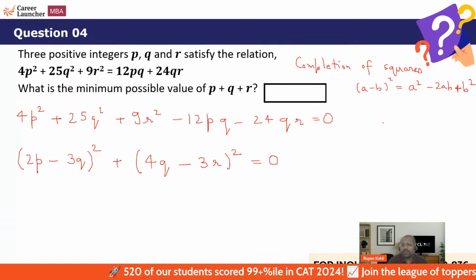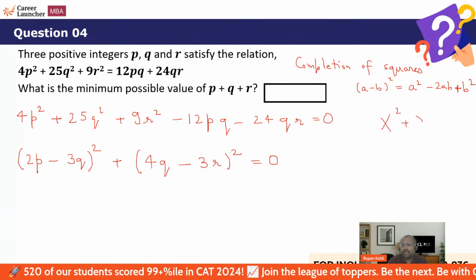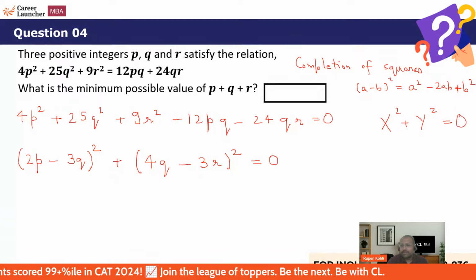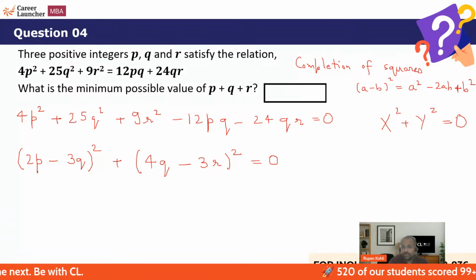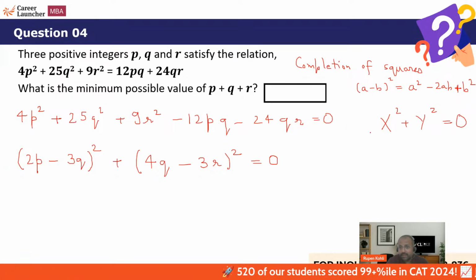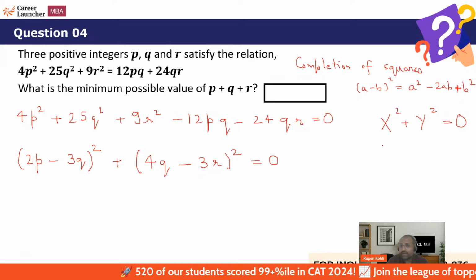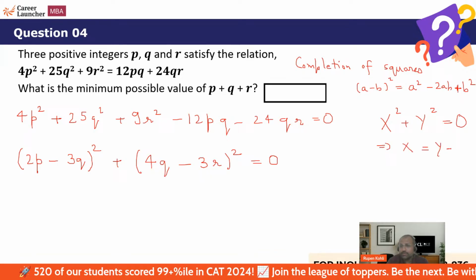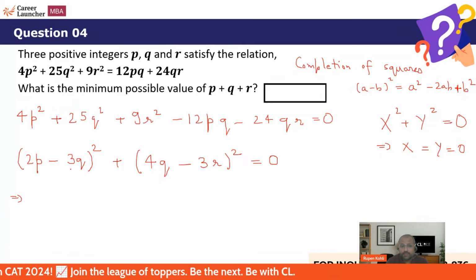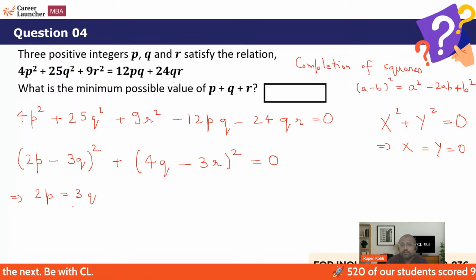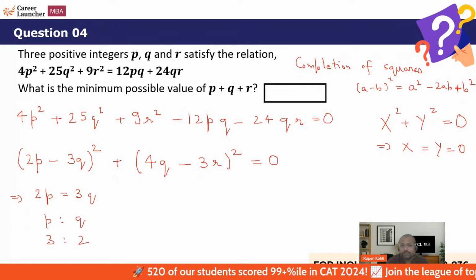So this equation now is of the form x square plus y square equals 0. No perfect square can ever take a negative value. So the only possible way to satisfy an equation of this form, x square plus y square equals 0, is that both x and y need to be 0. So therefore, our inference can be drawn that this term is 0, which means 2p minus 3q is 0, or 2p is equal to 3q, or p ratio q is 3 ratio 2 from here.